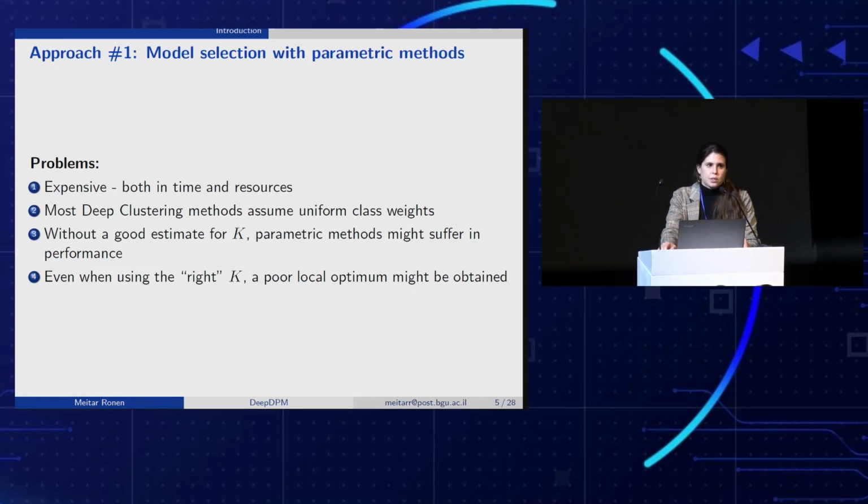Also, most deep clustering methods assume uniform class weights, so they assume that the data set is balanced, which is a very hard assumption, especially for unsupervised data sets. Also, without a good estimation for k, parametric methods might suffer in performance. We'll see an example right away. And also, even when using the right k, the number of clusters, parametric methods might reach only a poor local minimum.